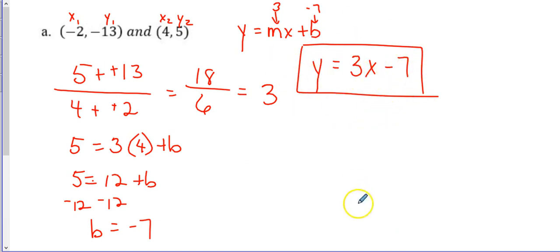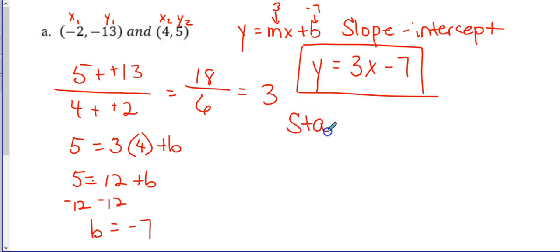This is slope-intercept form. On your classwork tomorrow, though, you're going to be doing standard form also. So this is slope-intercept, and I want to talk to you about how to change these to standard form. So a linear equation or function in standard form. This was y equals mx plus b. Standard form is ax plus by equals c.